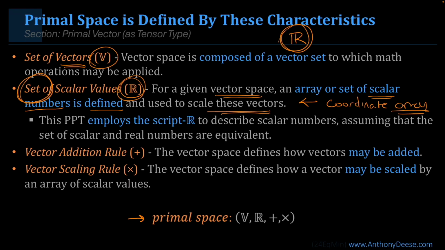We also have a vector addition rule and a vector scaling rule, which tells us how the vectors may be added. I think most of you are familiar with how that works. Essentially, the vectors are added, head to tail, and then you get the resultant vector. And then the scaling, essentially, and we'll show that on the next slide, but you can essentially take any vector and simply multiply a coefficient by it, and that extends its length by that value.